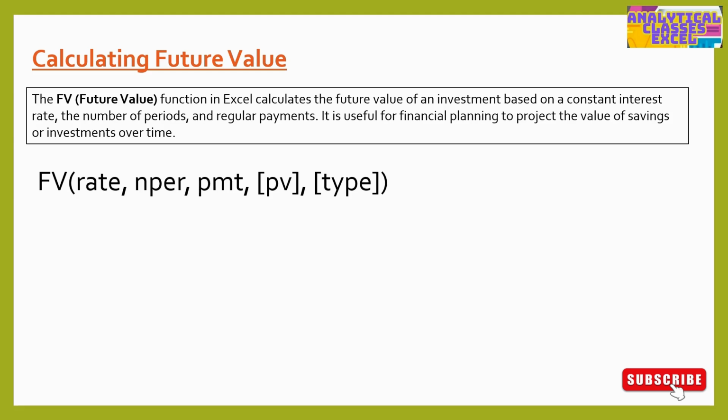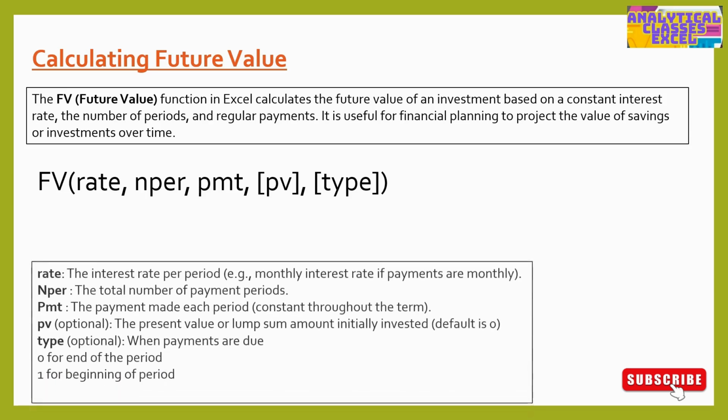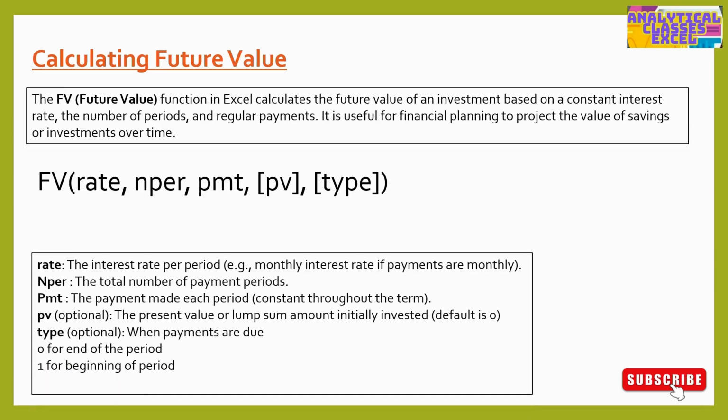So the formula has components like rate, nper, PMT, PV, and type. Rate is the interest rate per period, and nper is the total number of payment periods, which can be yearly, quarterly, monthly, as per the requirement. PMT is the payment made each period, and PV is optional, the present value or lump sum amount initially invested.